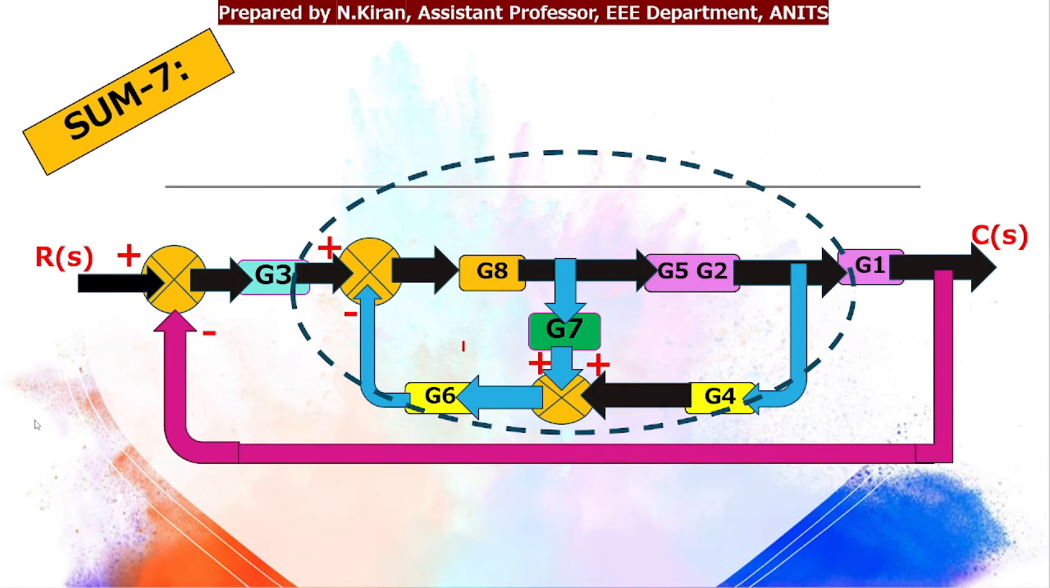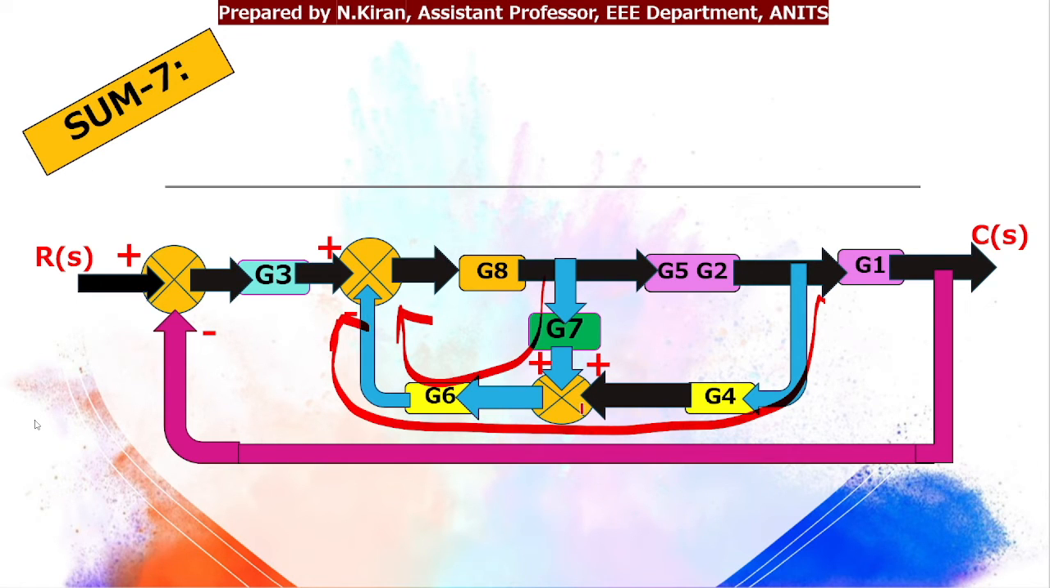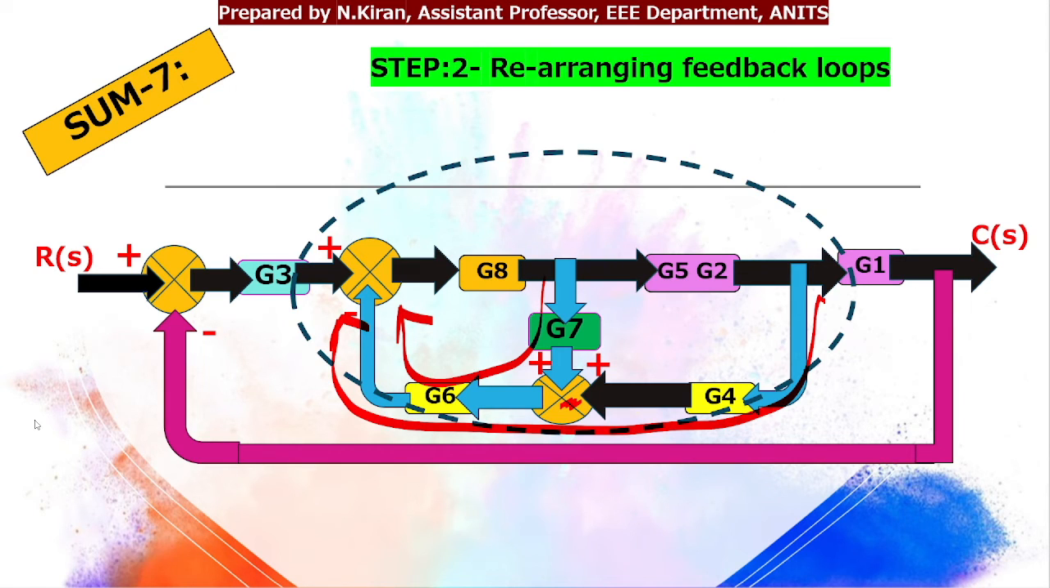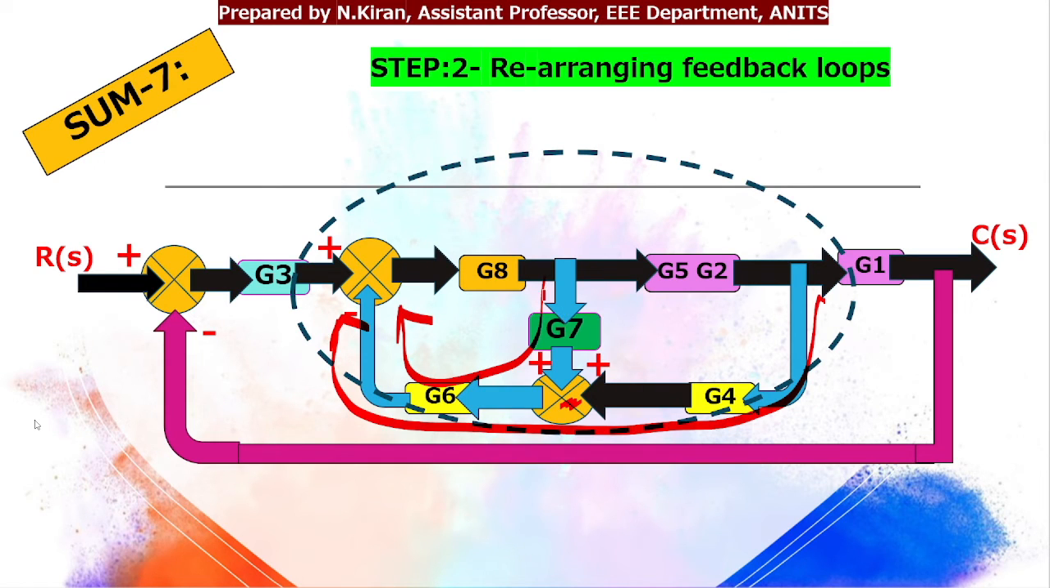So here I have two feedback loops. Let me show you first. So this is G7, G6, one feedback loop. The second feedback loop is G4, G6. So two feedback loops are having one common summing point. So first I will separate these two feedback loops and rearrange in a manner so that it be easy for me. So here I have G7, G6, and here I have G4, G6. So you can, in the previous, you can see in one feedback loop you get gain G7, G6. In another feedback loop you get G4, G6.